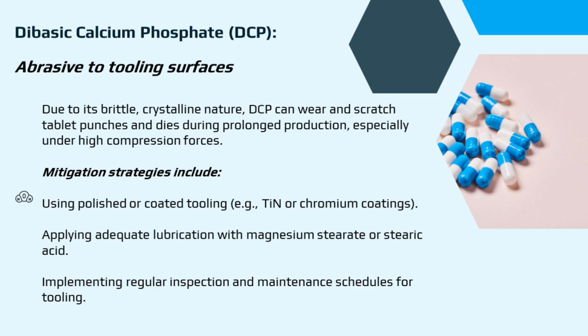Because of its brittle crystalline nature, dibasic calcium phosphate can be abrasive to tablet punches and dies during prolonged production runs. This effect becomes more pronounced under high compression forces, where repeated fragmentation of DCP particles increases wear on metal surfaces. To minimize abrasion, several strategies can be employed: using polished or coated tooling such as titanium nitride or chromium coatings, applying adequate lubrication with magnesium stearate or stearic acid, and implementing regular inspection and maintenance of compression equipment. These measures ensure both tooling longevity and consistent tablet quality throughout production.